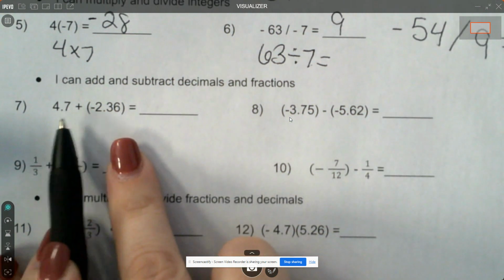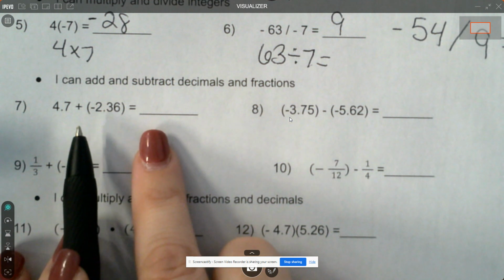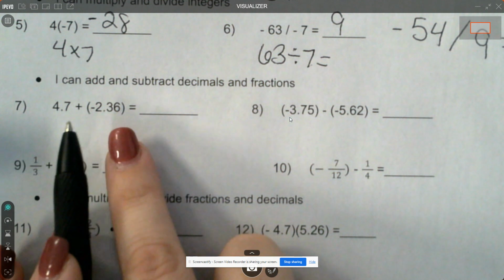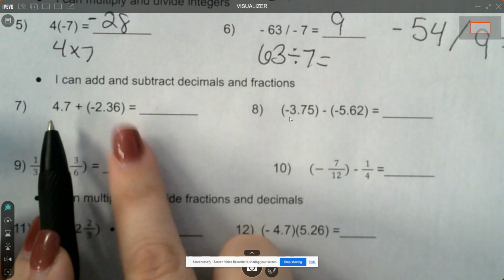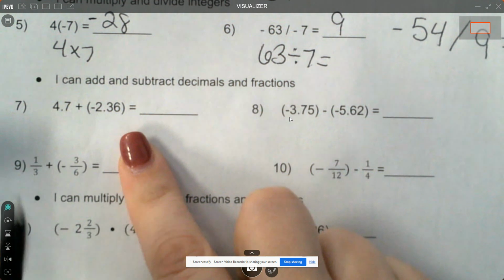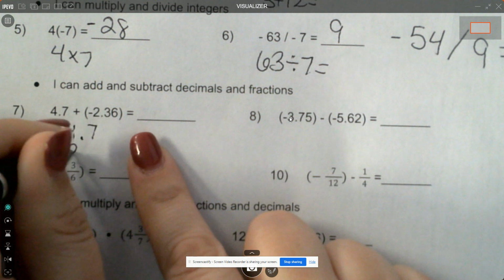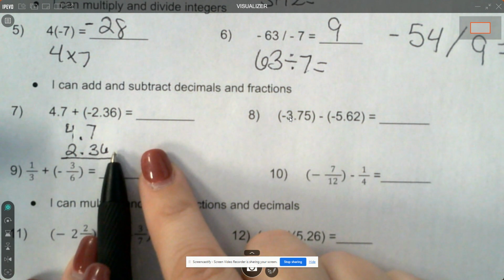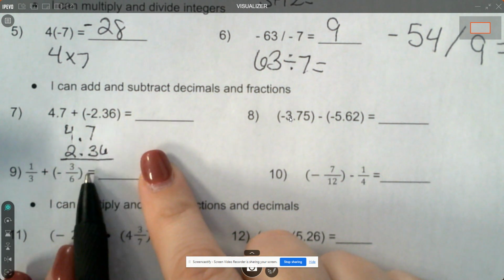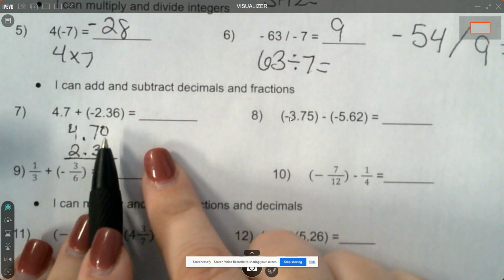So 4.7 and negative 2.36. Do I have to rewrite this problem, Kimberly? No, it's already addition. So are my signs the same or different, Easton? They're different, so am I going to add or subtract, Junior? I'm going to subtract. Now, when you subtract decimals, the main thing to remember is that your decimals have to line up. So even if one number sticks out, you still have to have your decimals lined up. So I'm going to put a 0 in the blank space just to hold it open.